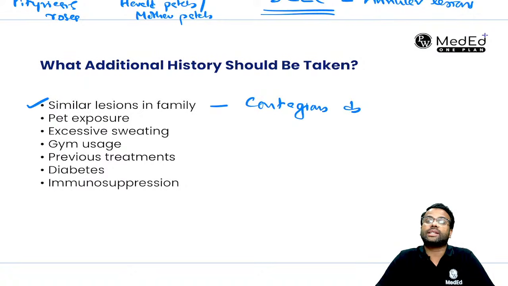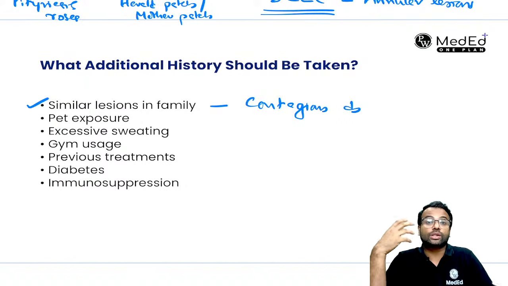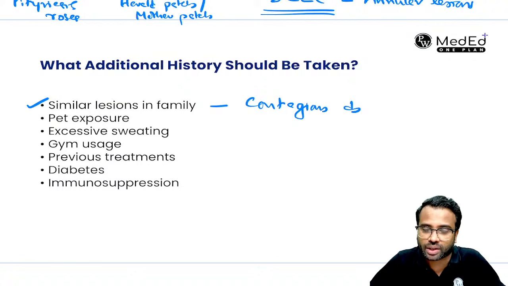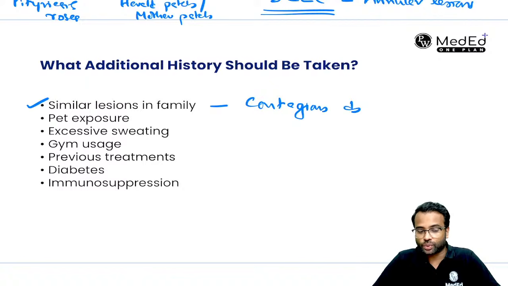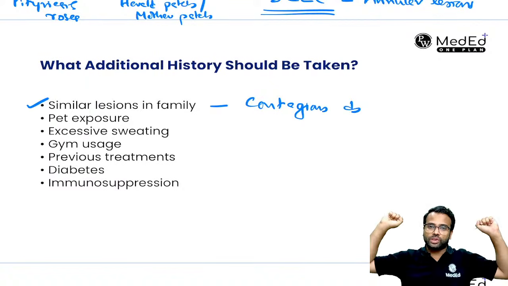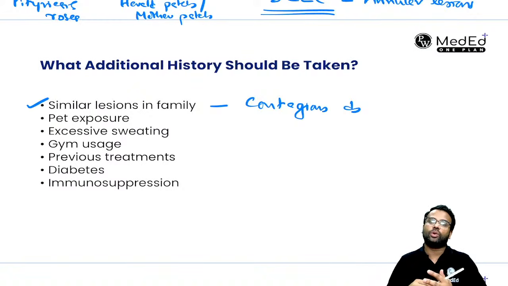And you can see if there is any pet exposure. Because some kinds of tinea capitis and tinea infections may be transmitted from a domestic pet, just a cat or a dog, right? Excessive sweating. So whenever you sweat a lot, you are automatically exposed to a fungal infection, right? So do you sweat a lot should be one of the questions that you will be asking. And gym usage. Why? Because so many people will be using these instruments in the gym and they all would be sweating as well.